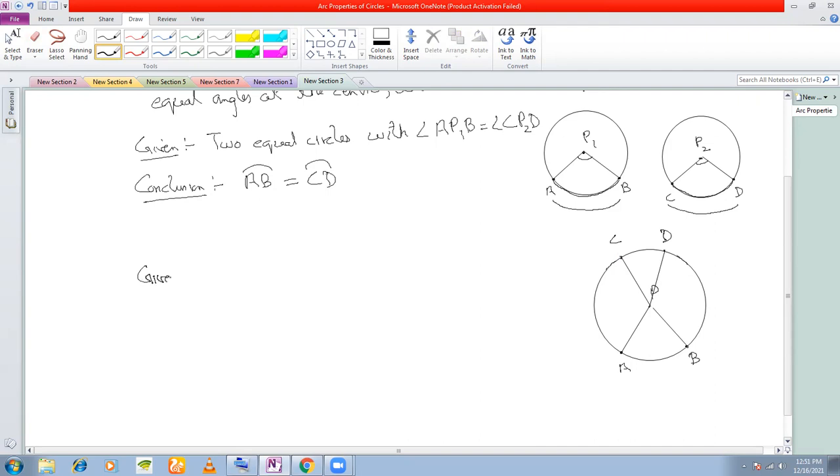So if I give you here that angle APB, because P is the center of the circle, is equal to angle CPD, that is, in the same circle, if this angle is equal to this angle, then what do you conclude? Same conclusion: these two arcs, arc AB, must be equal to arc CD. The length of the arc AB must be equal to the length of the arc CD. Is this theorem clear? Or any question you have?